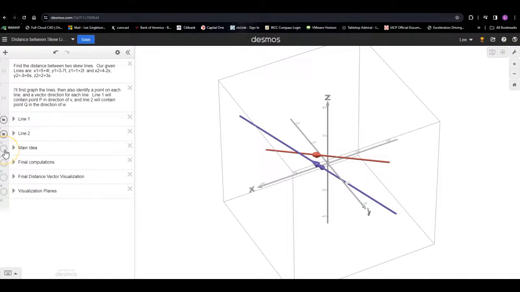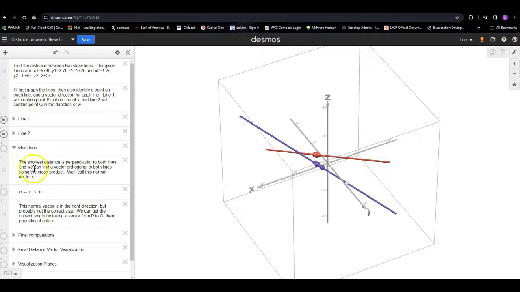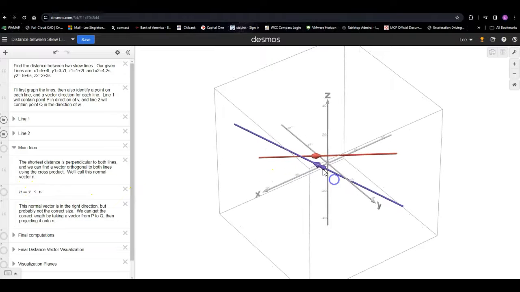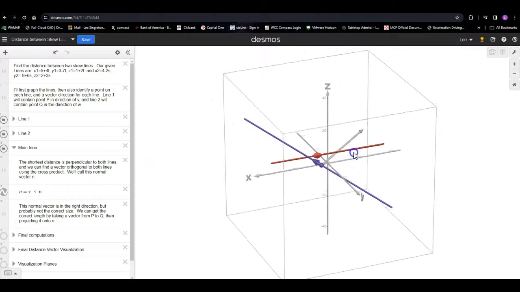So here's our main idea that we're going to work on: the shortest distance, like I said, is perpendicular to both lines, and we actually do have a way to find that. We can find a vector that's orthogonal to both of the lines just using the normal vector. So we're going to do a cross product, V cross W. Remember, V is this purple vector, W is that red vector. We're going to cross them, and I'm going to get this gray vector right here pointing normal to both of those.